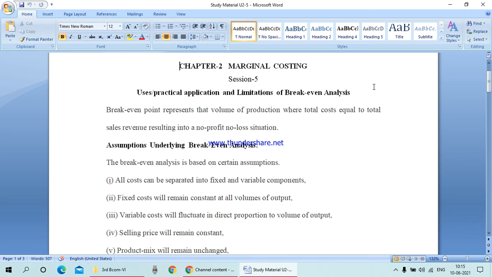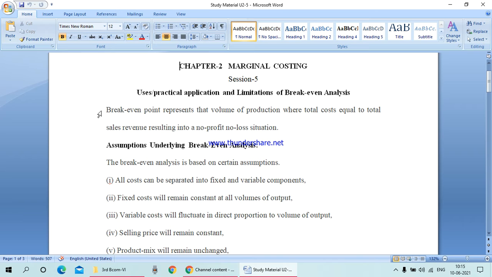See, in the previous chapter, we have studied about break-even analysis, break-even point and break-even analysis, etc. Now, break-even point represents that volume of production where total costs equal total sales revenue, resulting in a no profit, no loss situation. So that we have studied in the previous session. That is the meaning of break-even point.